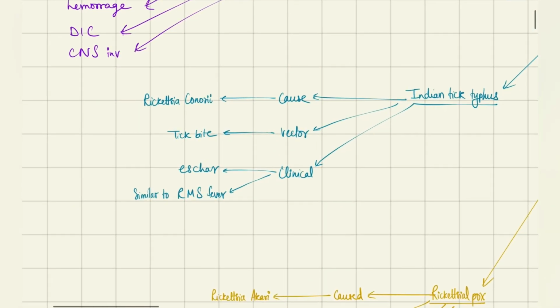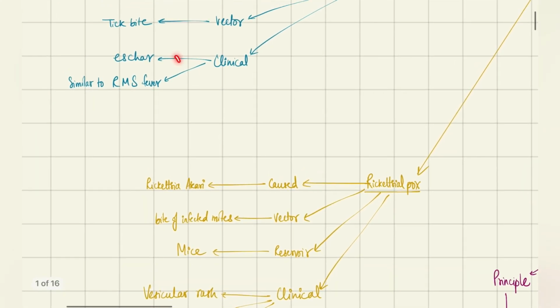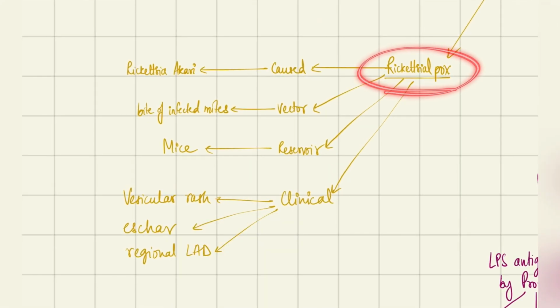So basically, the thing you need to remember is that there can be an eschar formation, and it's because of a tick bite, and the causative organism is Rickettsia conorii. That's it. Now the last two both have an eschar. I'll state that later. Coming to rickettsial pox, the causative organism here is Rickettsia akari.